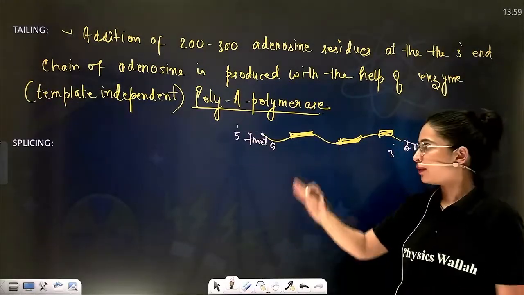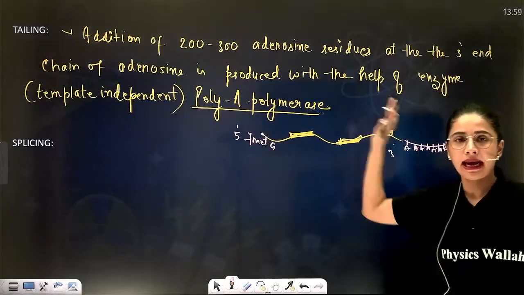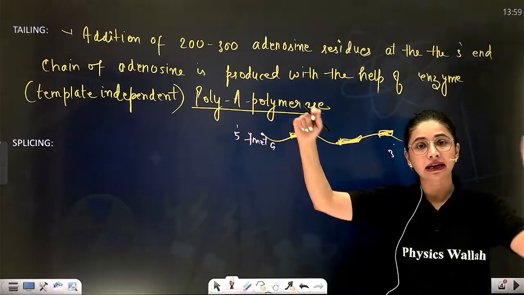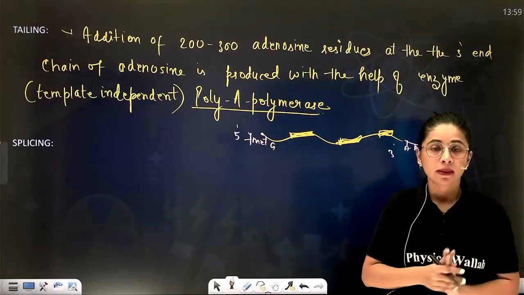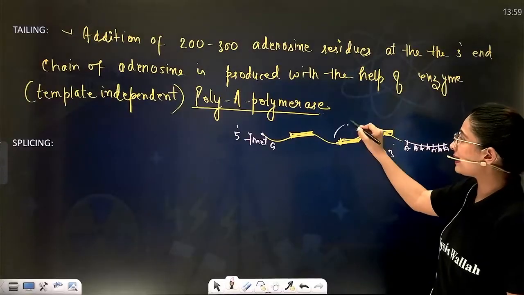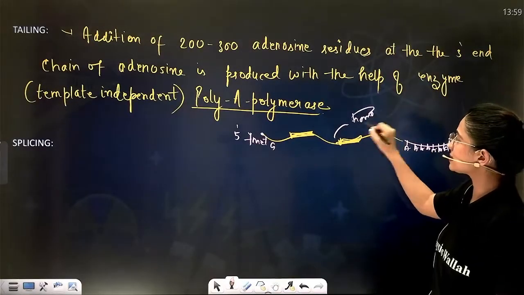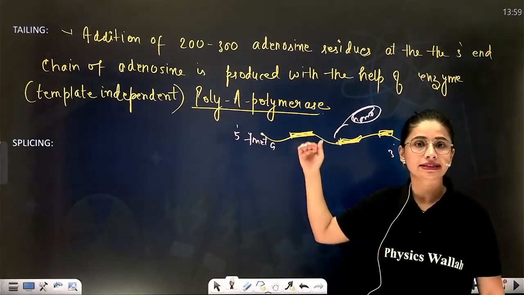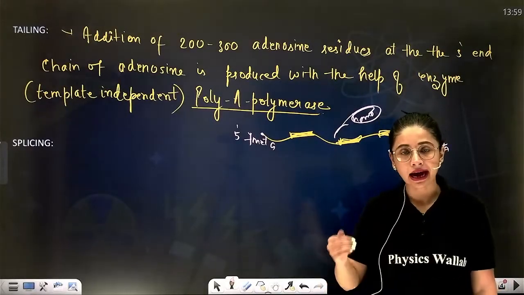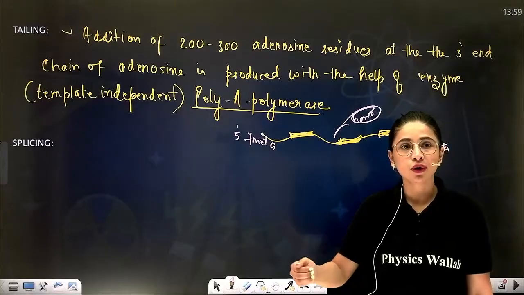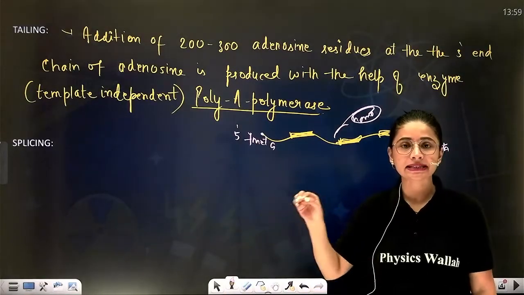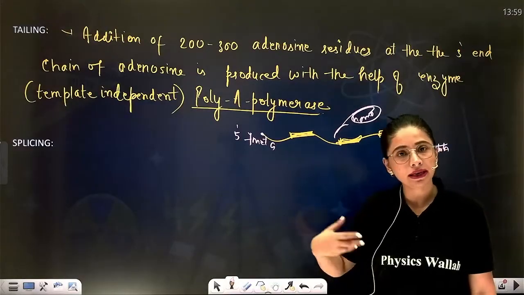Correct? Now, correct capping and tailing is done for correct beginning of translation and correct ending of translation. But translation can only happen when the RNA is homogeneous. But right now it is still heterogeneous. Why? Because coding sequences are interrupted by non-coding sequences. So for that, splicing is required to be done.